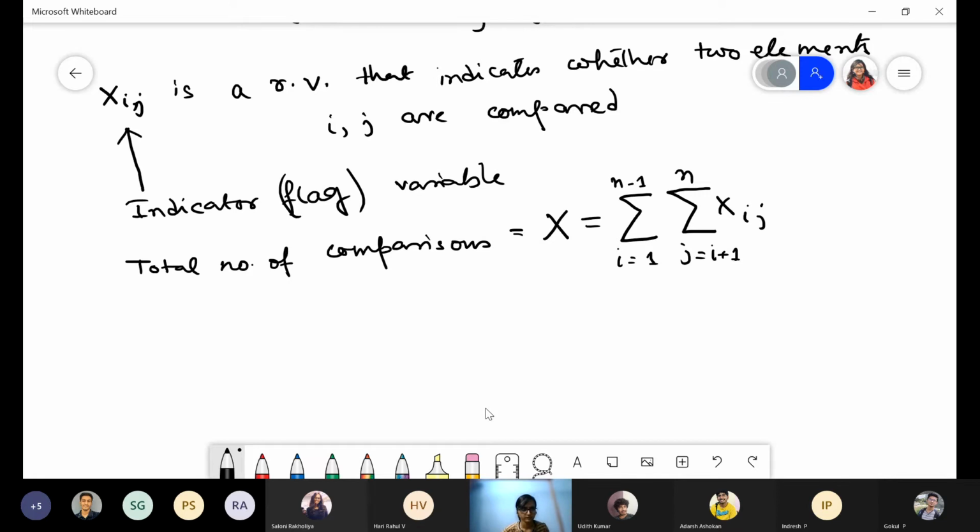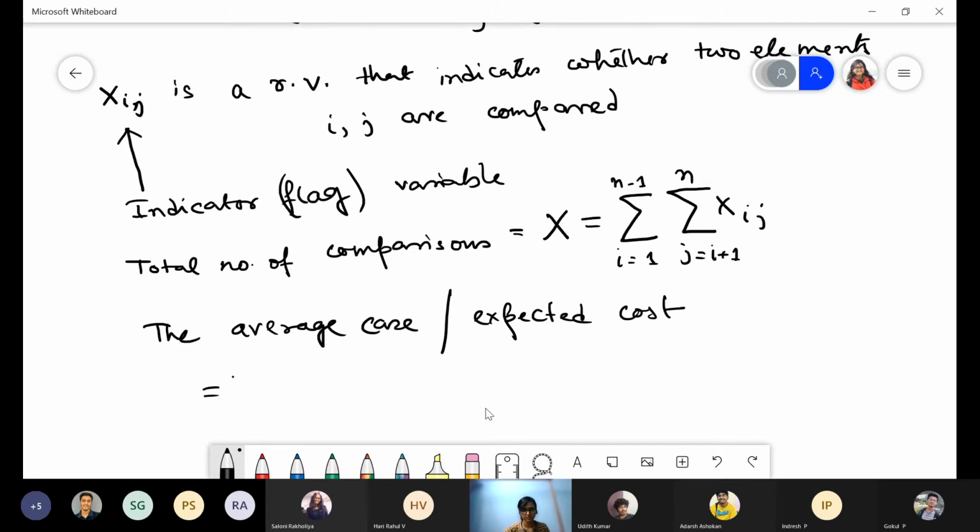So the average case or expected cost is E of x, that is E over this sum. We know the linearity of expectation, so E will come inside. I am skipping one step.